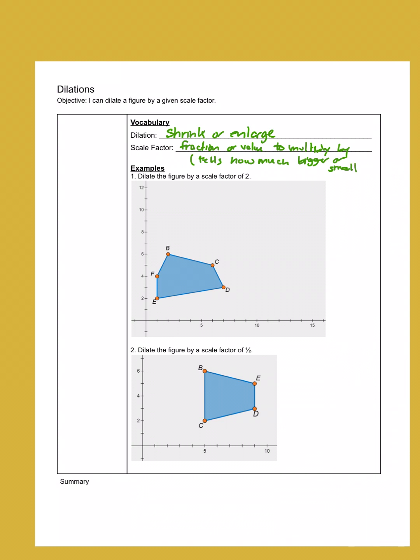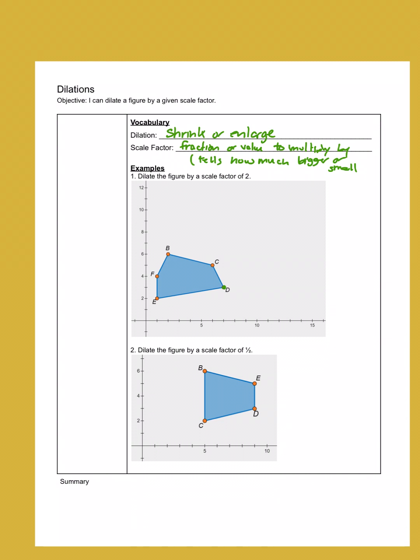So this first one, for example, we're going to dilate the figure by a scale factor of 2. That means it's going to be 2 times bigger than what this current figure is. So then what we're going to do is we're going to start by finding the ordered pairs for all these. And I know this doesn't have all the nice lines on it, but we can still find the ordered pairs.